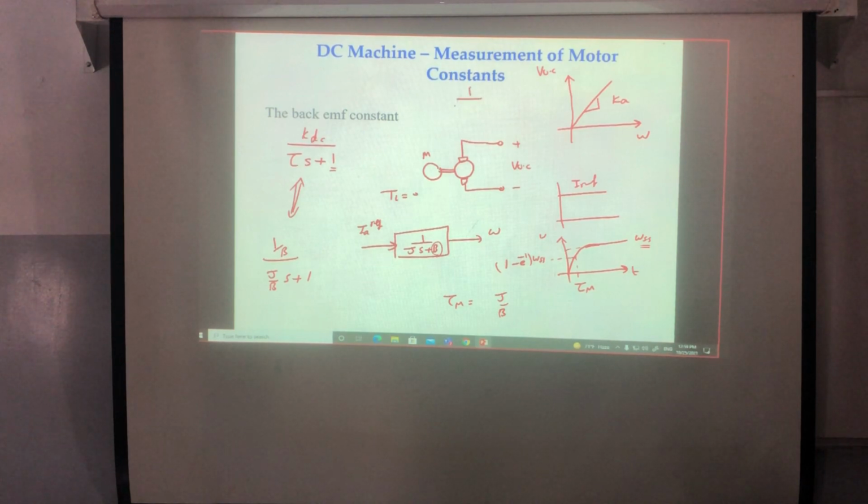The same thing was for the electrical part. It was 1 over L_A S plus R_A. I need to write it in standard form, so I need to divide by R_A. So 1 over R_A, over L_A over R_A S plus 1. So this is the DC gain and this is the time constant for the electrical part.